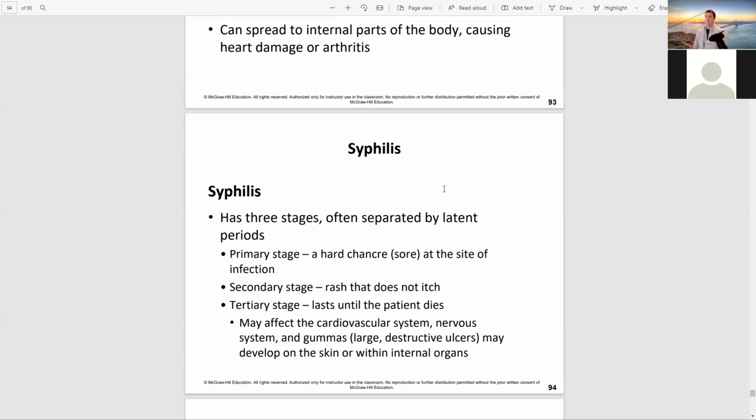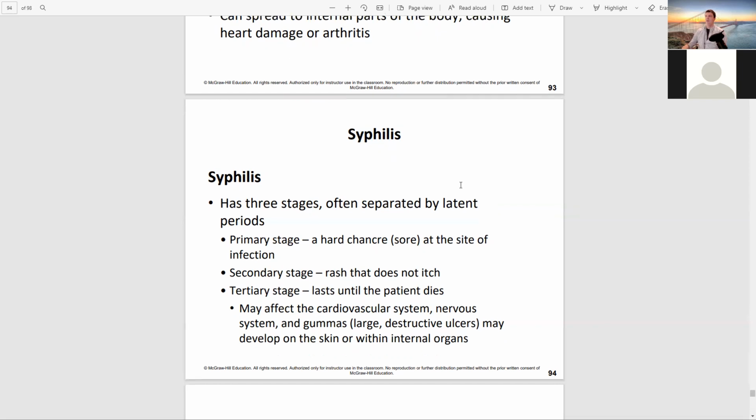So syphilis has 3 stages, often separated by latent periods. There's the primary stage, with a hard sore at the site of infection; a secondary stage, with a rash that does not itch; and a tertiary stage, which lasts until the patient dies. It may affect the cardiovascular system and the nervous system, and gummas, or large destructive ulcers, may develop on the skin or within internal organs.